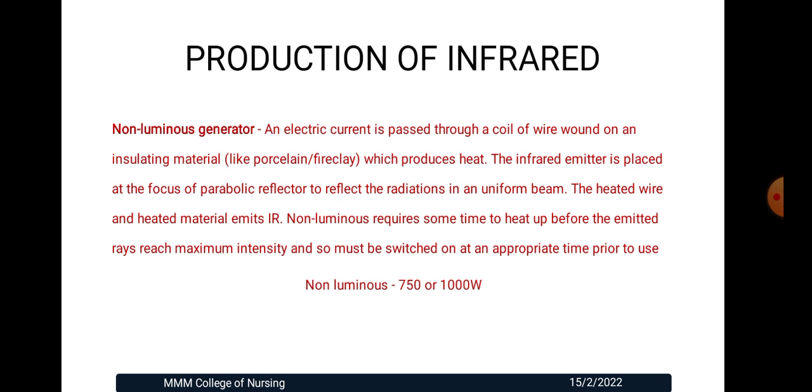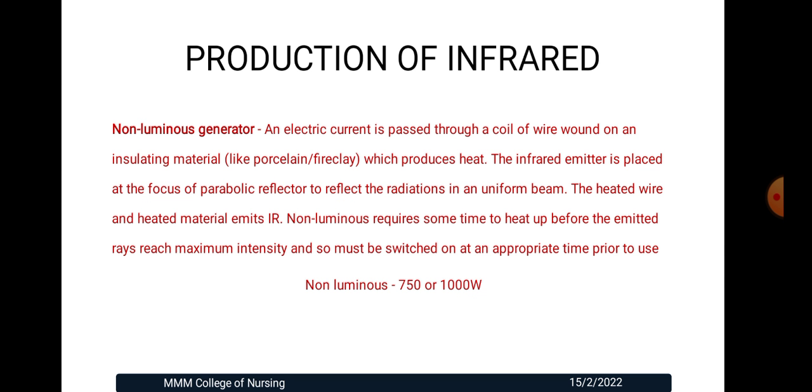Production of infrared. Non-luminous generator. What is a non-luminous generator? An electrical current is passed through a coil of wire wound on an insulating material like porcelain or fire clay, which produces heat. The infrared emitter is placed at the focus of a parabolic reflector to reflect the radiations in a uniform beam. The heated wire and heated material emit IR.